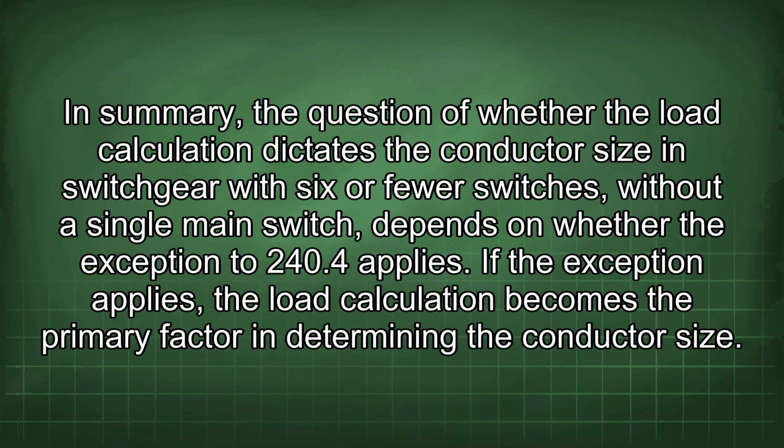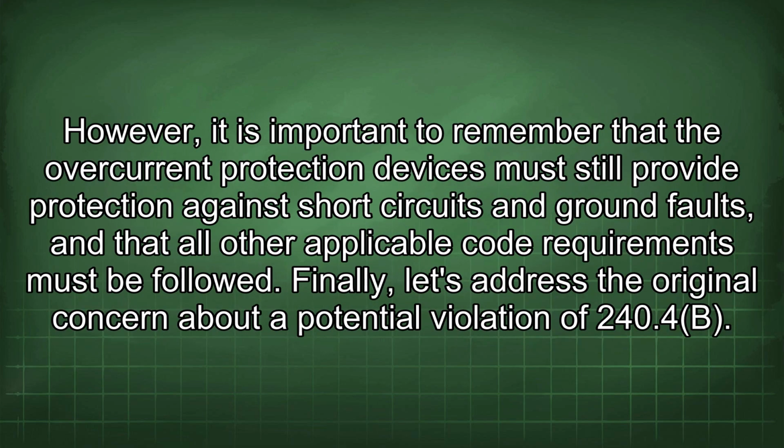In summary, the question of whether the load calculation dictates the conductor size in switchgear with 6 or fewer switches, without a single main switch, depends on whether the exception to 240.4 applies. If the exception applies, the load calculation becomes the primary factor in determining the conductor size. However, it is important to remember that the overcurrent protection devices must still provide protection against short circuits and ground faults, and that all other applicable code requirements must be followed.